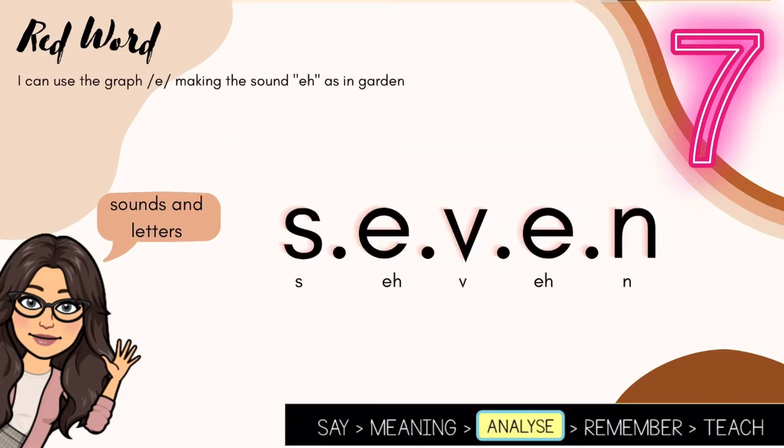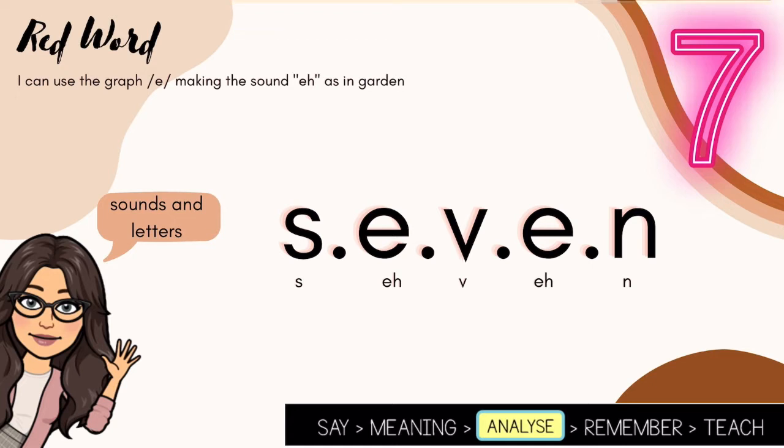Let's look at the sounds and letters that we can hear in the word seven. The sounds that we can hear are s, e, v, e, n. And the letters that we can see are S, E, V, E, N, seven. So we can see that the graph E is making the E sound for both times that we see the E in the word seven.